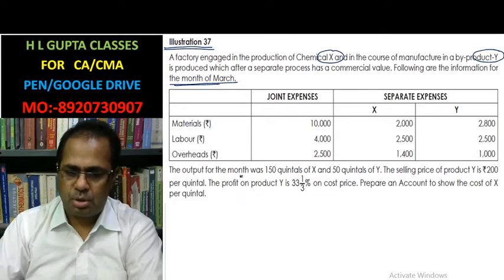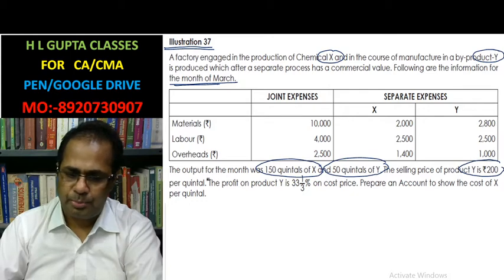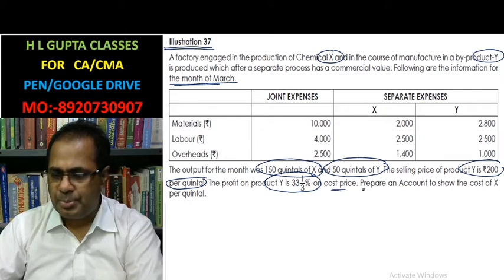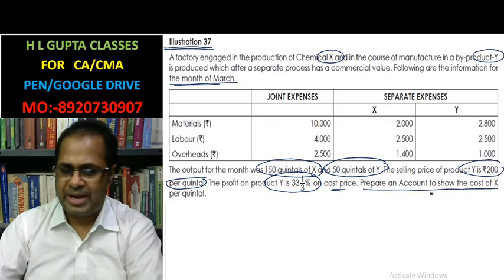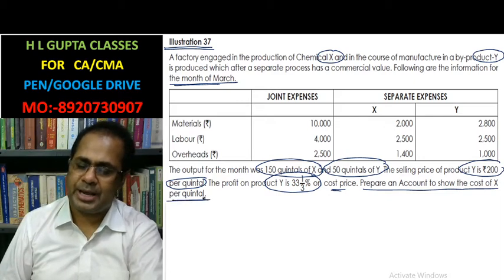The output of the month is 150 quintal of X and 50 quintal of Y. The selling price of Y is rupees 200 per quintal. Please try to understand: the profit on the product Y is 33 1/3% on the cost price. Prepare the accounts showing the cost of X per quintal. We have to calculate it. Accounts you have to show.